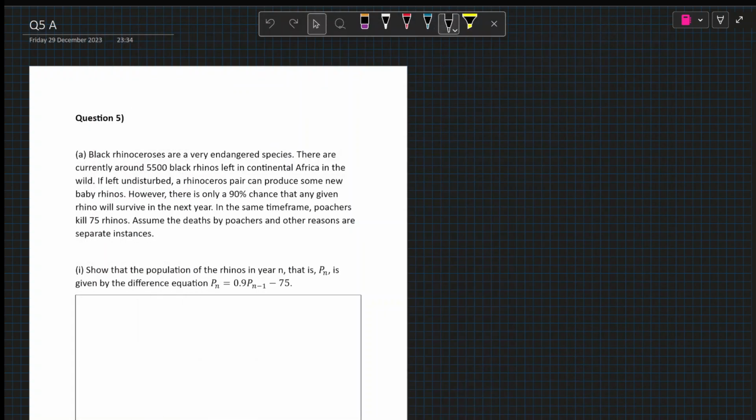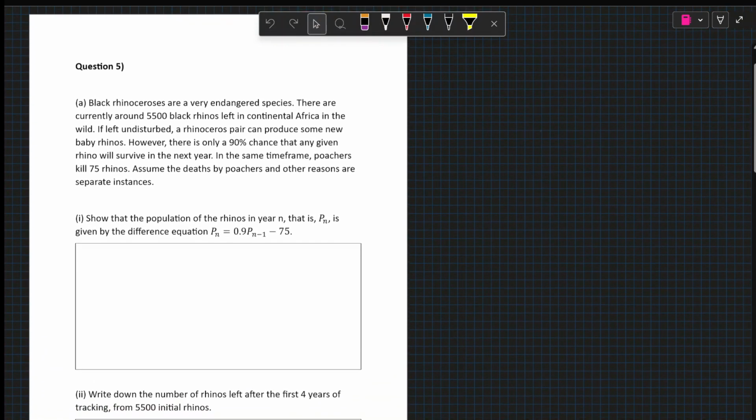So this is question 5 in Mock A, and it's a difference equations question, particularly the first order kind. And it's about black rhinoceroses. There are around 5,500 black rhinos left in continental Africa, as I was researching this question.